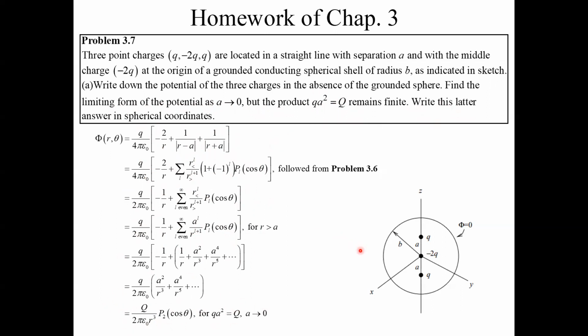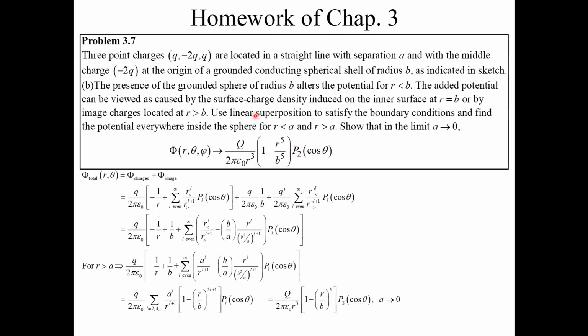And next, this is for part A. Again, we added the spherical shell back, and they induce image charge to hold the boundary condition. Okay, because we added this grounded conducting spherical shell.